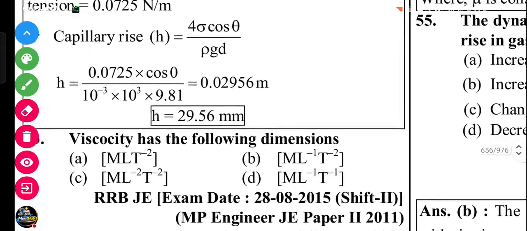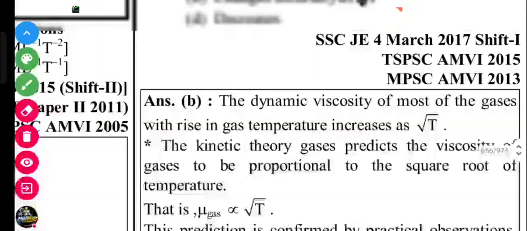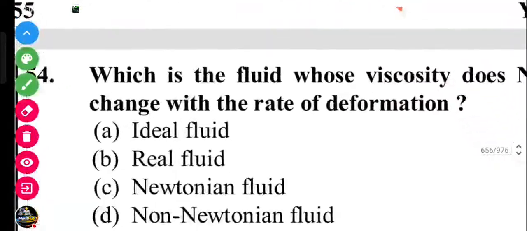Next question. If you know the answer, please comment the answer in the chat box. Next question: viscosity has the following dimensions. What is the dimension of the viscosity? Viscosity means dynamic viscosity, M L⁻¹ T⁻¹. Option D is right. M L⁻¹ T⁻¹. This book is very good for previous year questions practice.